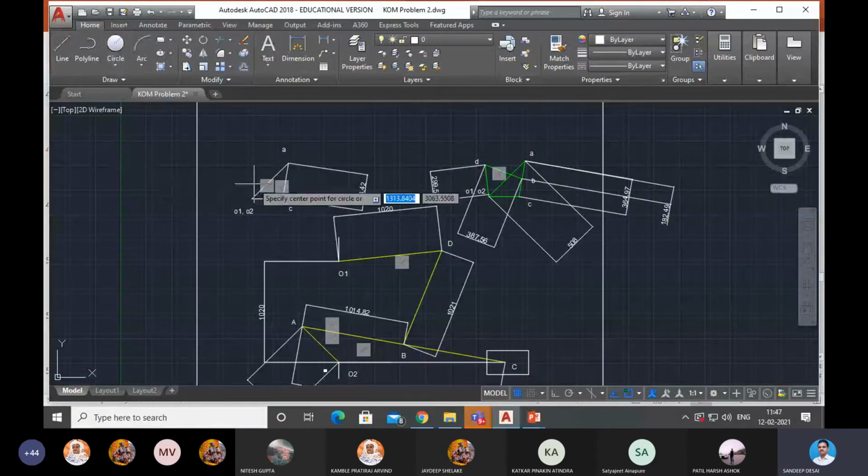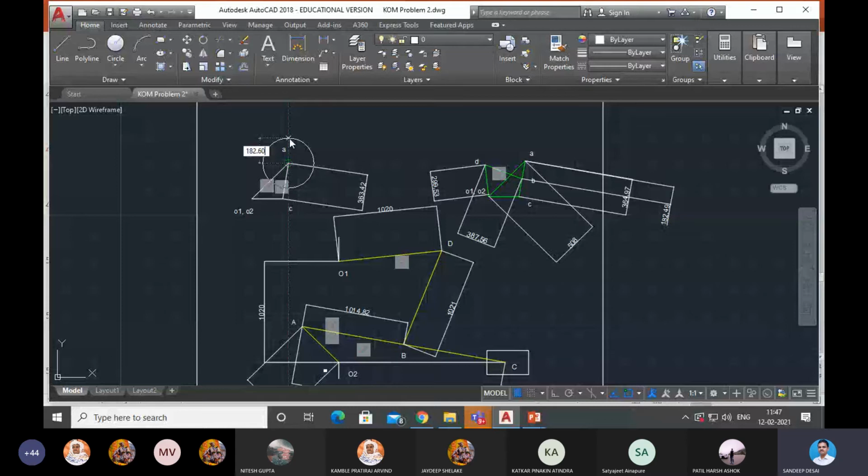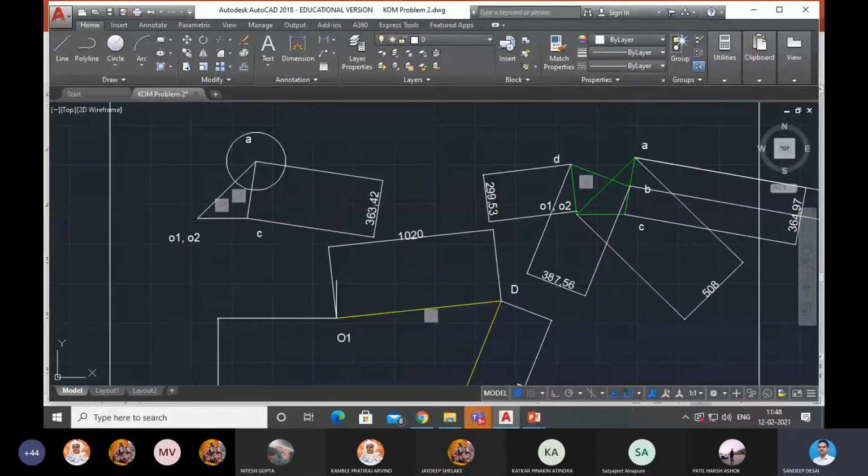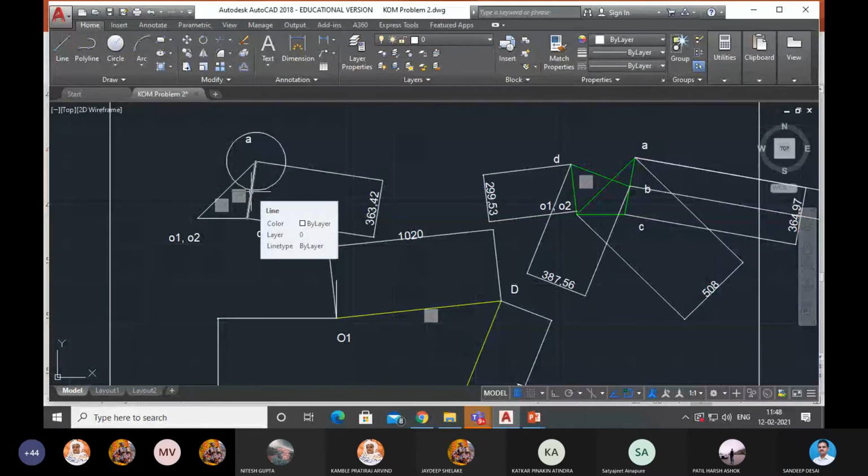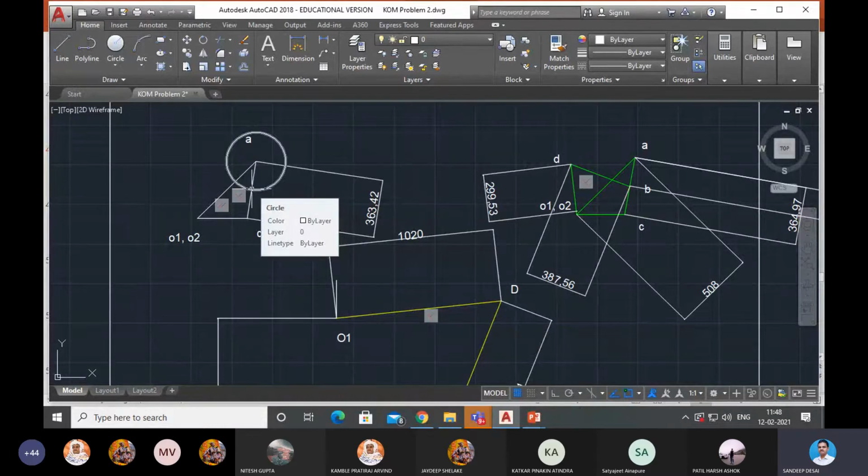So let us draw a circle. How to locate the point? Draw a circle whose radius is 182.60 and whose center is A. Everyone understand how I am locating point B. Since it is 182.60 from A, draw a circle with A as center and radius 182.60. I have drawn a circle. You got the intersection point here. Now this is your point B. So this is the way you get point B.